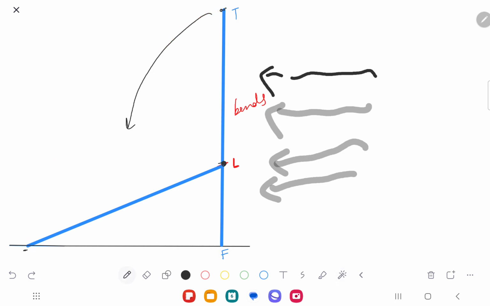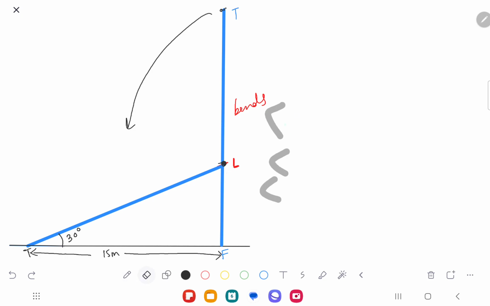So this was the top, and this top is making an angle of 30 degrees with the ground, away at a distance of 15 meters. So the question says, find the height of the tree. That's the question. Find the height of the tree.